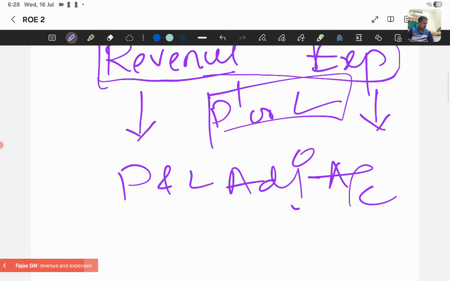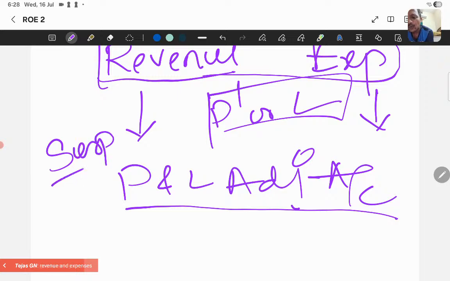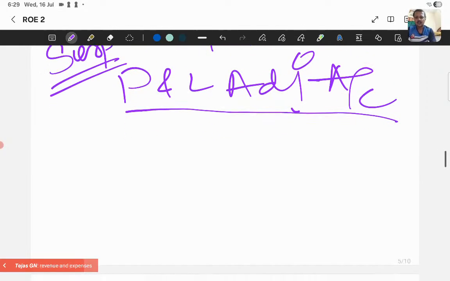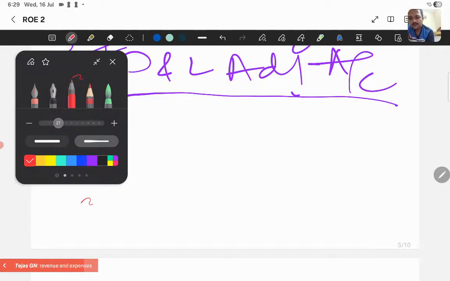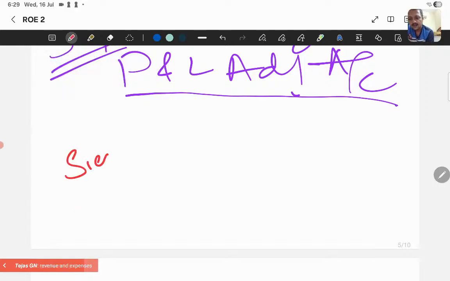Okay, so what is profit and loss adjustment account? It is a temporary account. You remember the suspense account we opened in the previous stage. Like that, now we are opening the profit and loss adjustment account. I will tell you the beauty of these two things. Now first let me come to the important account named suspense account.